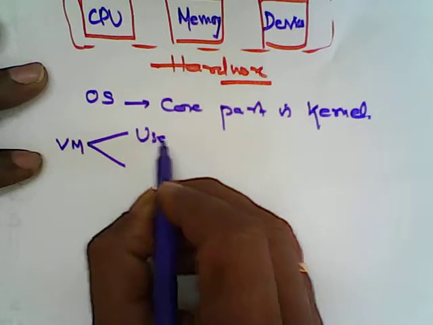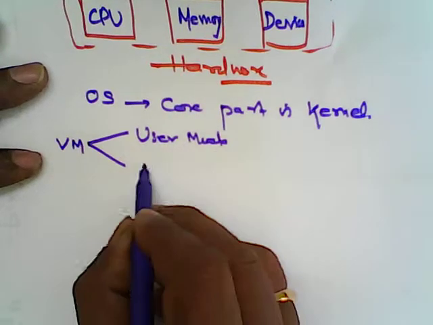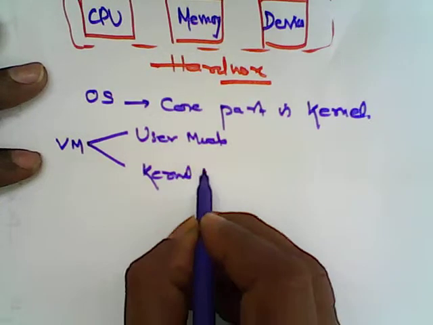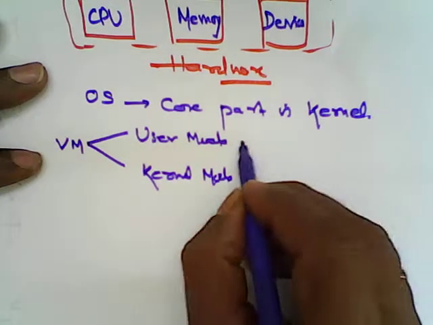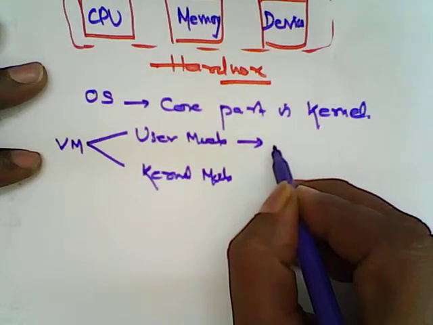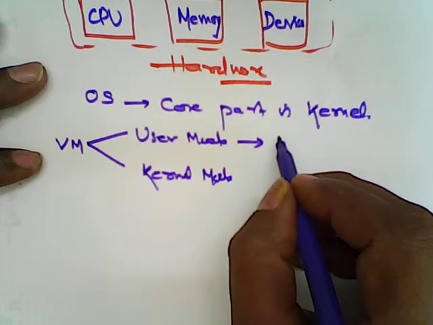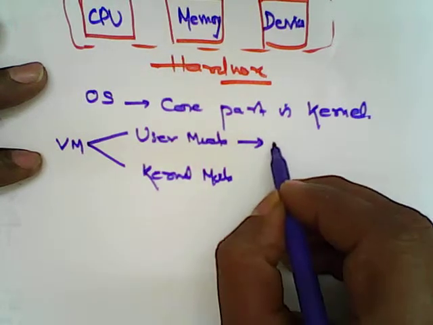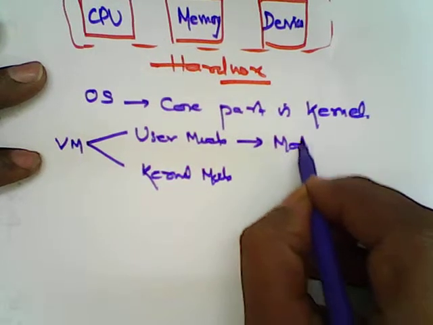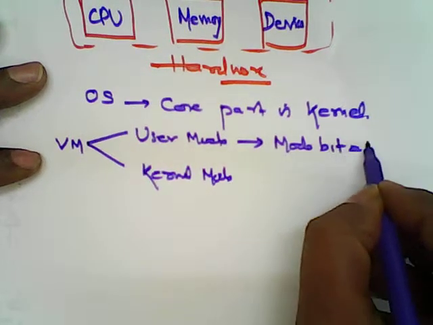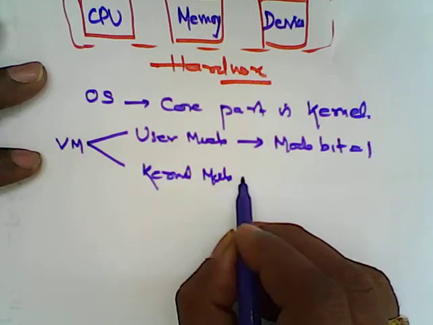Now in these two modes, because a computer works on binary digits 0 and 1, in user mode we keep the mode bit equal to 1, and in kernel mode we keep the mode bit equal to 0. Keep this in your mind.